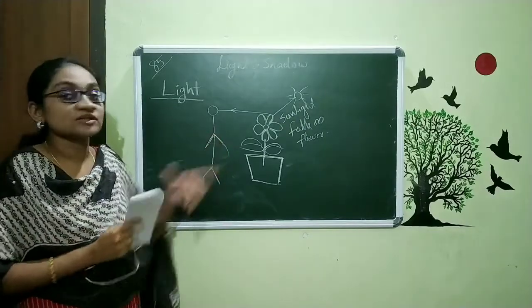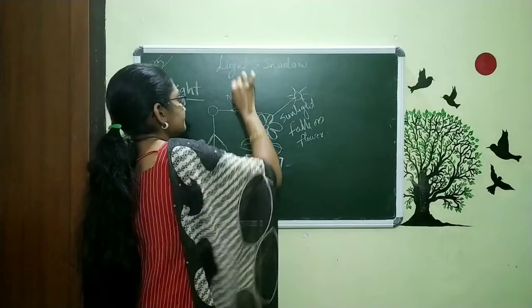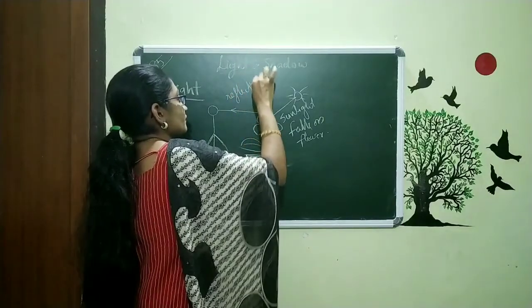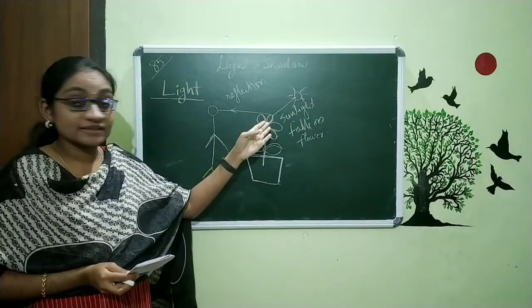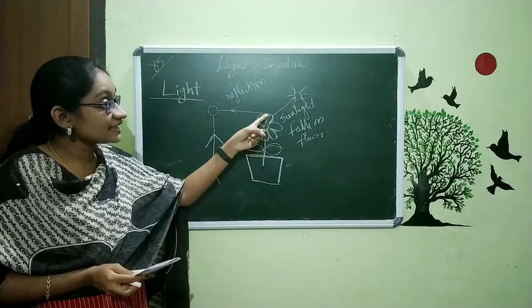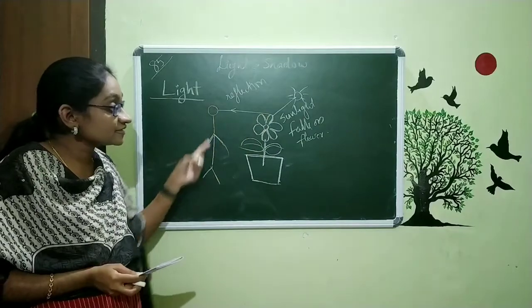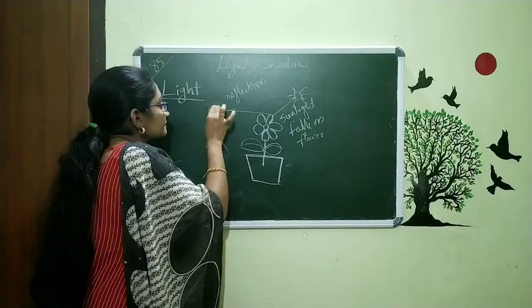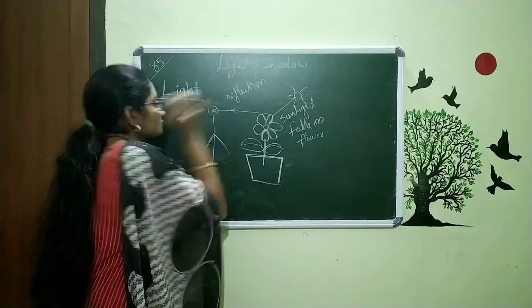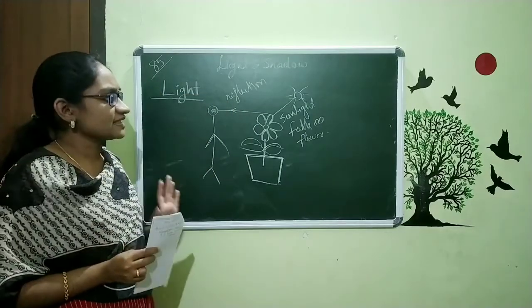So that is actually what? Reflection. So the sunlight is first hitting the flower and then it is getting reflected back to this person, and the eye is here. This is the eye. So the thing is very simple.